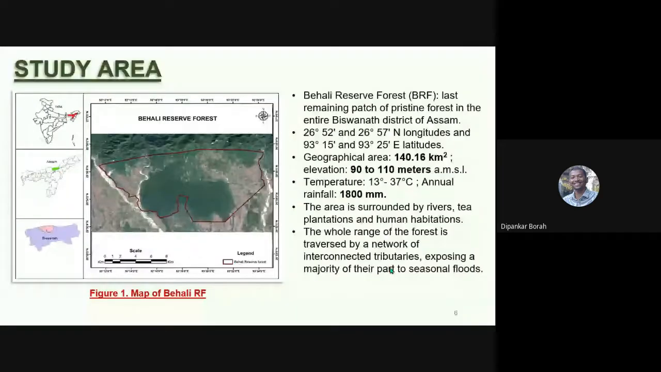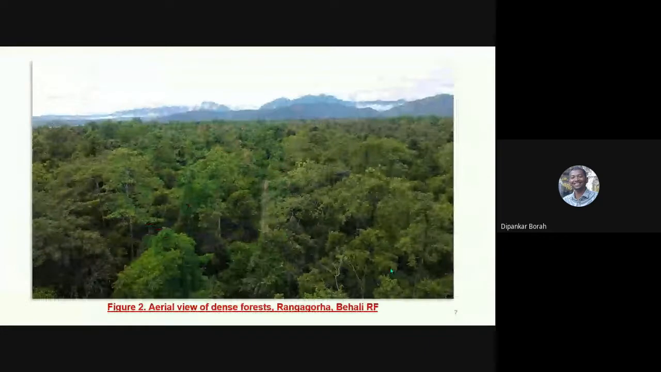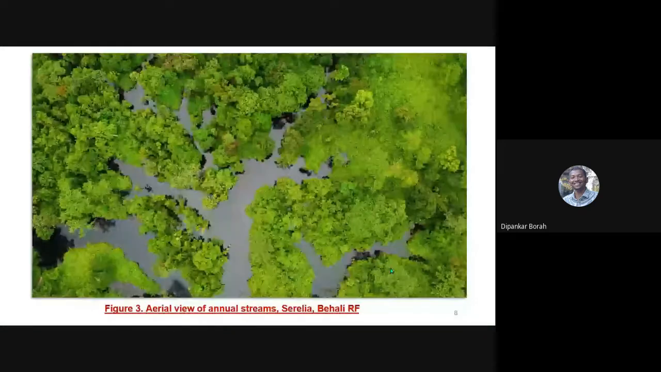Figure 1 shows the map of Behali Reserve Forest. Behali Reserve Forest is the last patch of semi-evergreen forest in the Biswanath district of Assam. With a total geographical area of 140 square kilometers, the area is bounded by several rivers and human habitations. Figure 2 shows the aerial view of the dense forest of Rangagora, that is inside Behali Reserve Forest. And then Figure 3 shows the aerial view of the annual streams of Cerealia, that is inside Behali Reserve Forest.